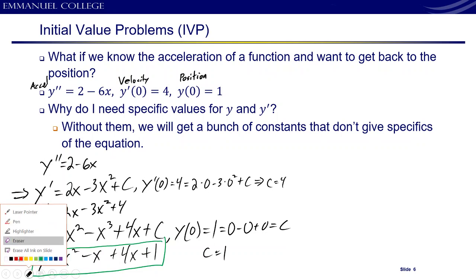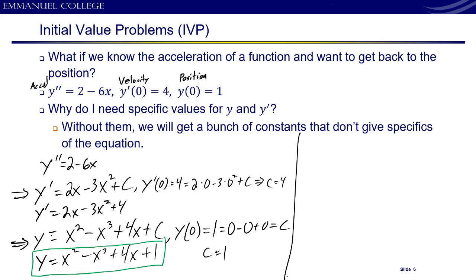Now, I said specifically that having those initial conditions is necessary to discerning the final equation. I'll show you what happens if you don't have them. So we'll still have y double prime equals 2 minus 6x. Y prime is going to give you, we already said this one, 2x minus 3x squared. And I'm going to say this is plus c1 because we don't have any values for the constants yet.